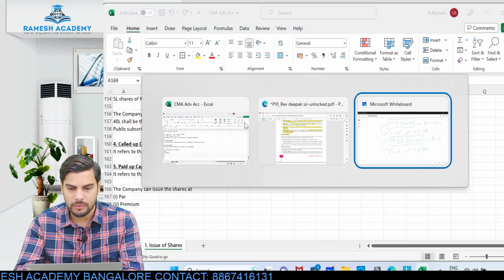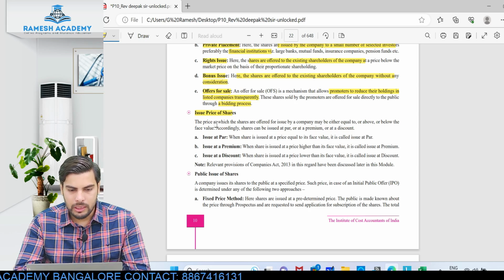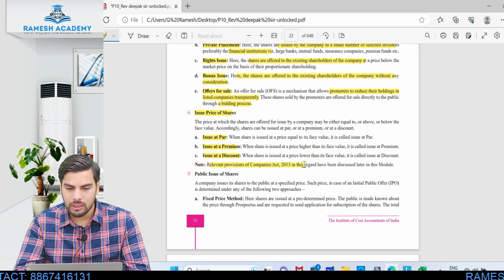So look at this. Here, if you see, the company can issue the shares at par, premium and discount. When it comes to discount, look at this particular note: relevant provision of Companies Act 2013 in this regard has been discussed later. Okay, so not relevant.